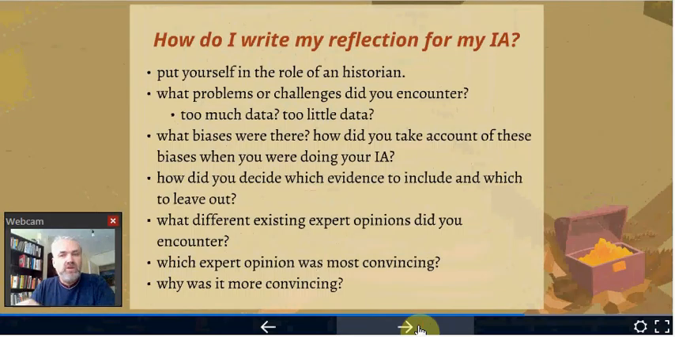How do you write your reflection for your IA? So the first thing I think that you have to do is you have to put yourself in the role of an historian. After all, this is basically what the IB is asking you to demonstrate. What problems or challenges did you encounter? What was difficult about writing the IA? Was there, for example, maybe too much data?